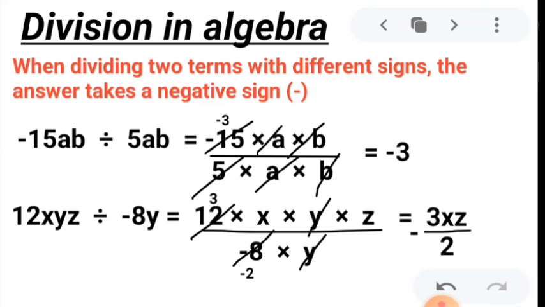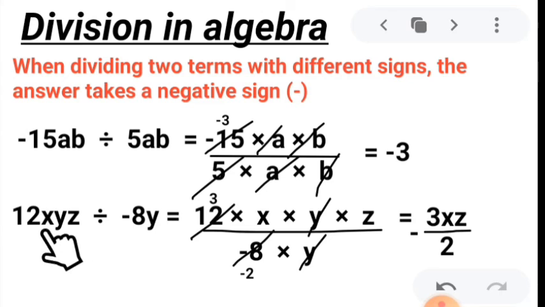Or when dividing terms with different signs, the answer takes a negative sign. So for example, we are dividing minus 15ab by 5ab. Because this is negative and this is positive, the answer will be negative. So we have minus 15 times a times b divided by 5 times a times b. The variables, which are a, b, cancel out each other. Minus 15 divided by 5 is minus 3. So we get minus 3 as the final answer because the variables have cancelled out each other.